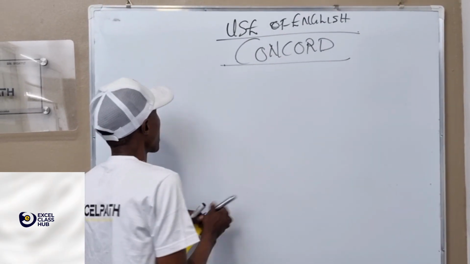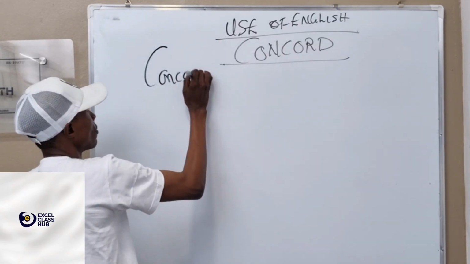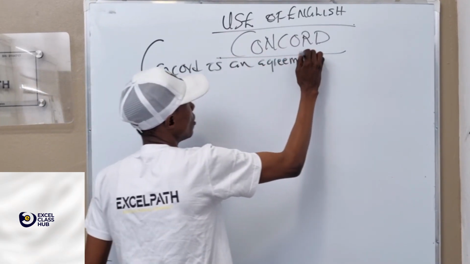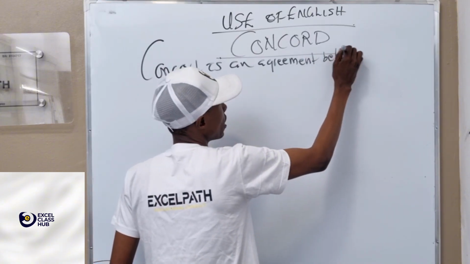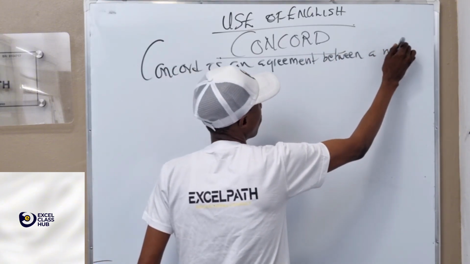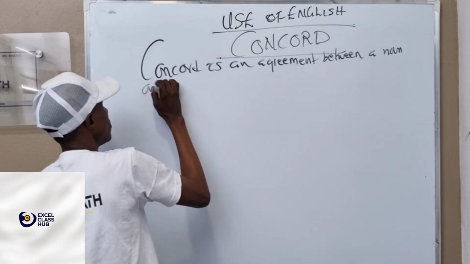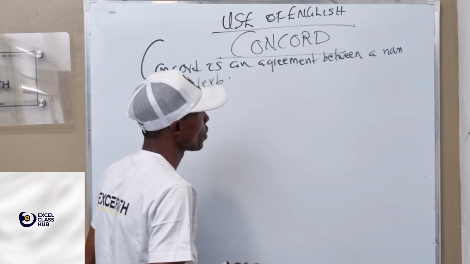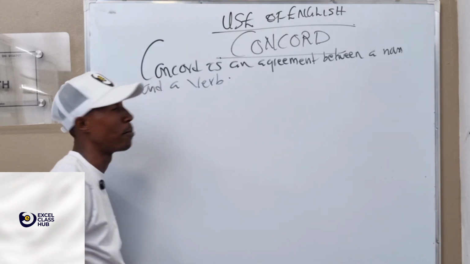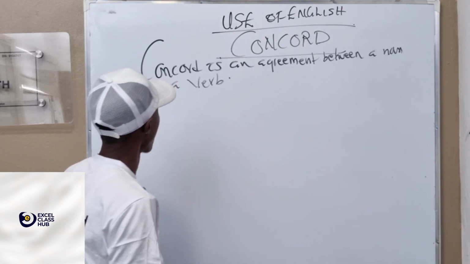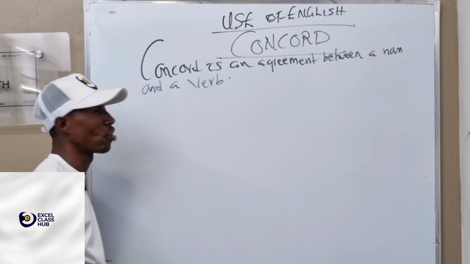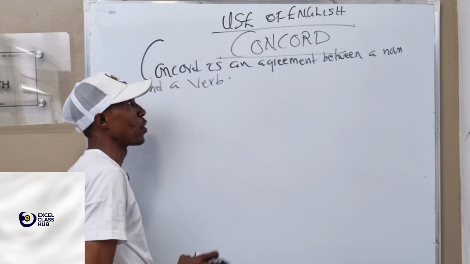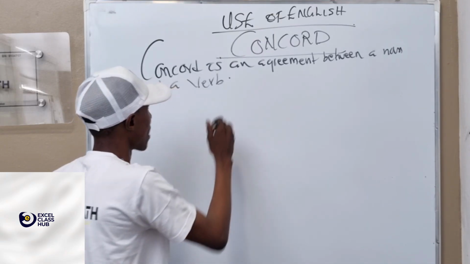Concord is an agreement between a noun and a verb. When a noun and a verb agree, just note that it is called concord. And we are going to illustrate this topic graphically.